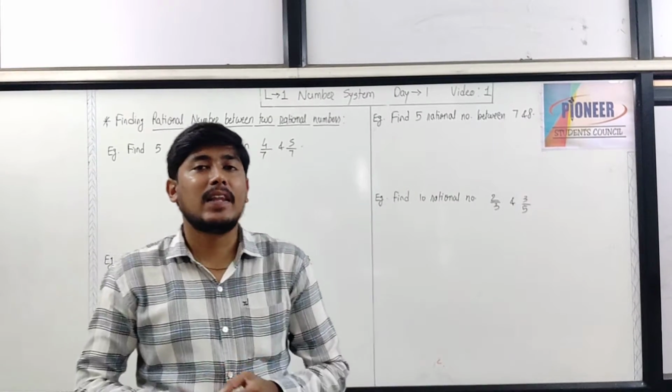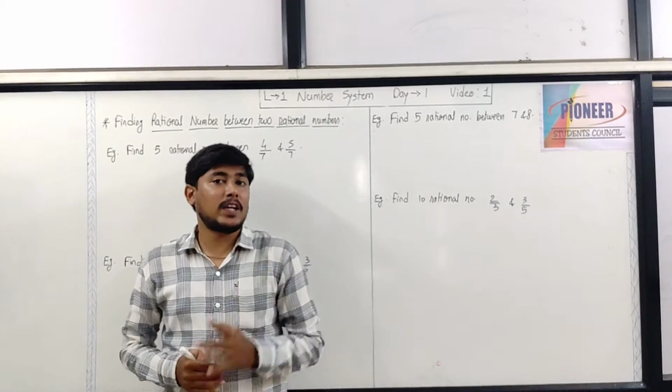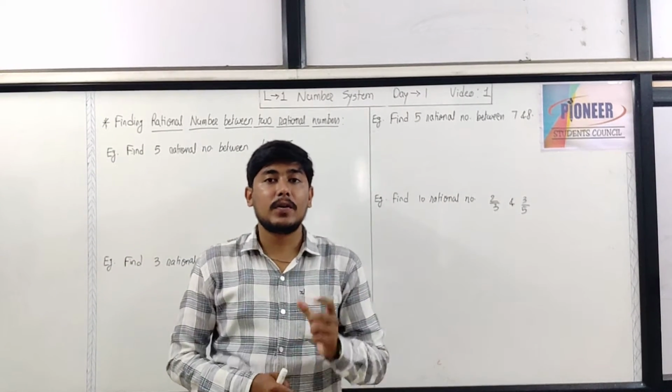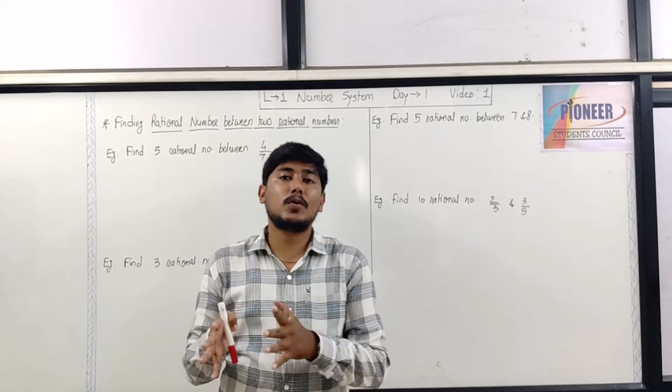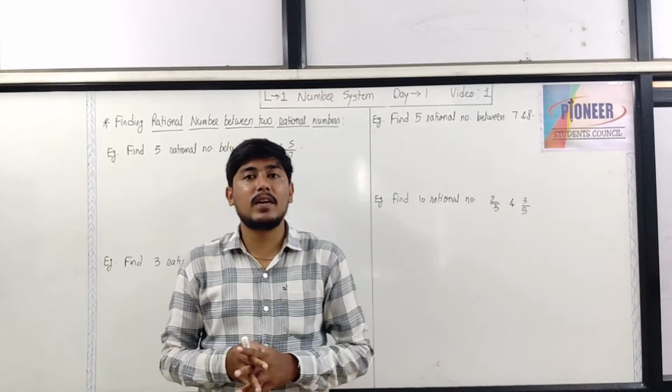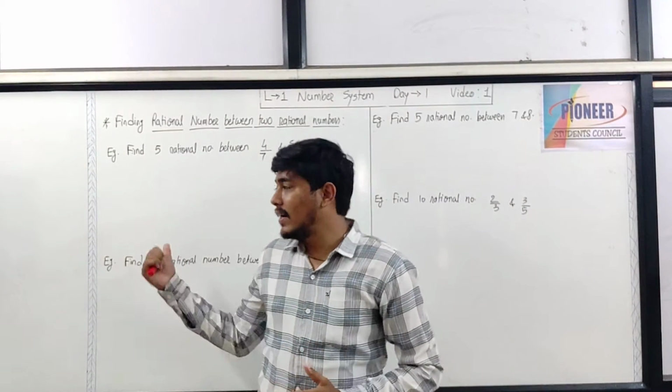So students, now we will learn how to find a rational number between two rational numbers. Now we are going to find rational numbers between two rational numbers. Means if there are two continuous numbers and we have to find some more numbers between those two numbers. How to find them? Let's have a look.